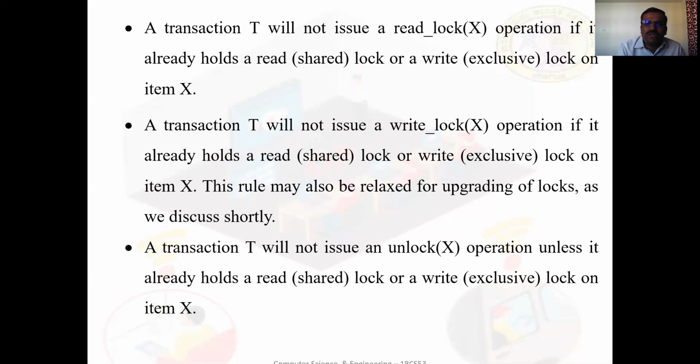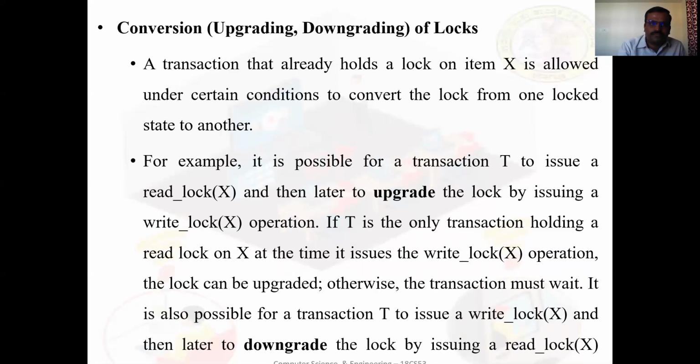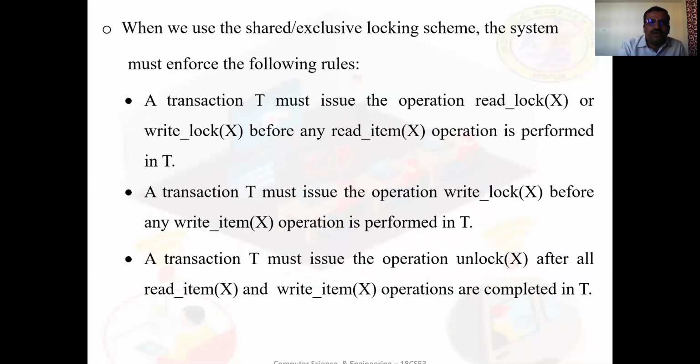This rule may also be relaxed for upgrading of locks. A transaction T will not issue an unlock(X) operation unless it already holds a read lock or a write lock on item X. There are 6 rules, and you need to follow the 6 rules in the shared exclusive locking system.